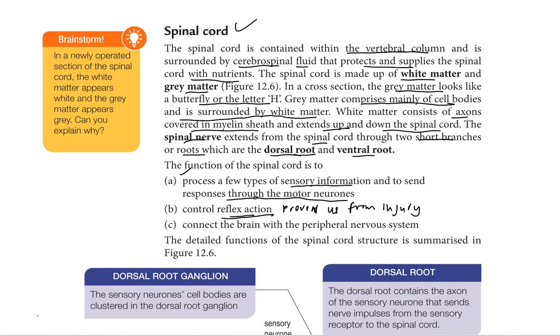That means the stimulus detected by the receptor, for example the heat, will be sent as a nerve impulse to the spinal cord, not reaching the brain, not reaching the cerebrum. So it just reaches the spinal cord, and then from the spinal cord it goes back to the effector through the motor neuron. So the pathway is shorter. That's why the response is very fast, compared to if the nerve impulse is sent to the brain.